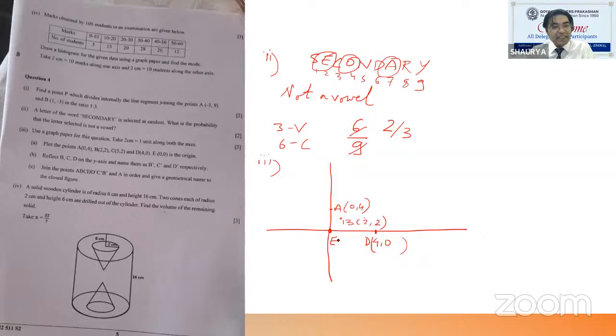Reflect points B, C, D, with their B prime, C prime, D prime as their mirror image across the y-axis. So B's mirror image across this would be, again, the height would remain the same. It will become -2, 2. So this point is B dash. For C, this point was 5, 2. So its mirror image would be again here. That would be -5, 2. This is C dash.